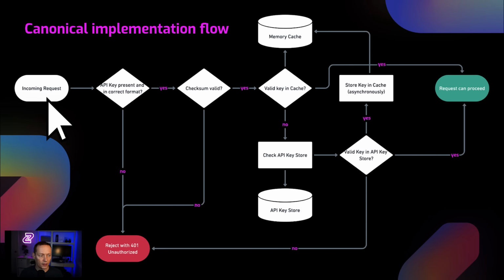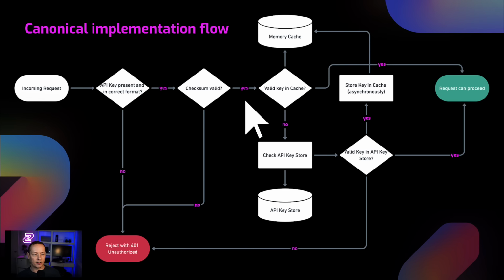So the request comes in to your server, the incoming request. You check, first of all, is the API key present and is it in the correct format? If it is, the next thing to check is, is the checksum valid? That's very cheap, so if we're just getting garbage API keys, we can just reject that with a 401 right away. Very fast, microseconds of compute time.